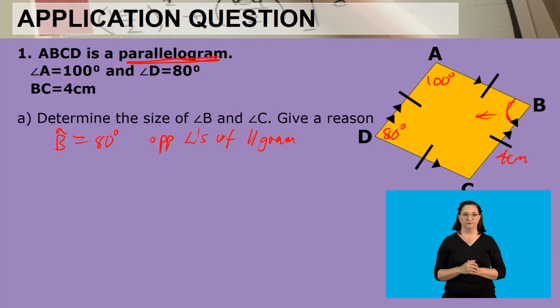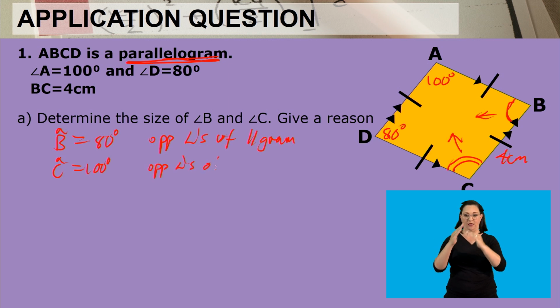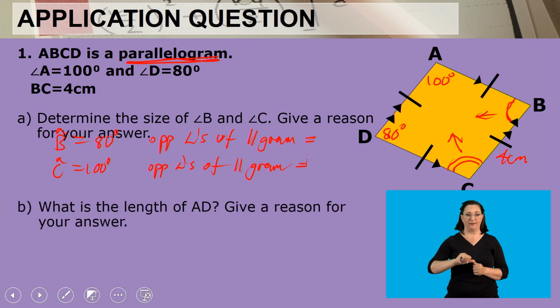And look at where angle C is. Angle C is opposite angle A. Therefore, angle C equals 100 degrees. Again, it is because opposite angles of a parallelogram are equal. Let's look at the next question.